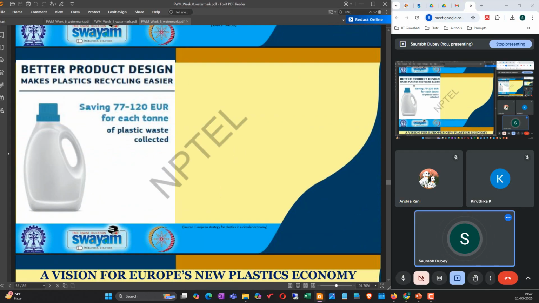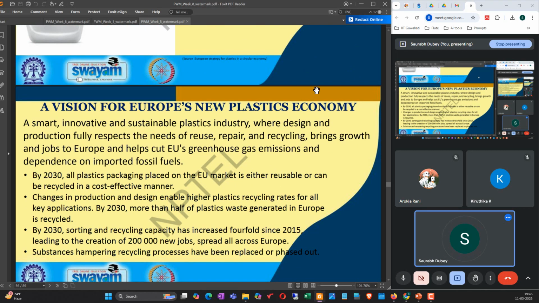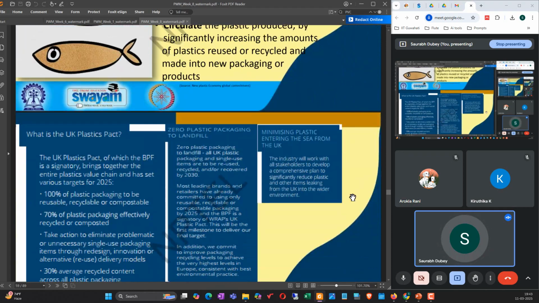Better product design. So there is this making plastic recycle faster. So at the industry level only, if it happens, then it will be good. Like not using the blend of plastics because they are very difficult to recycle. So saving 77 to 120 EUR for each ton of plastic waste collected. Okay, so this is the last slide, I think.